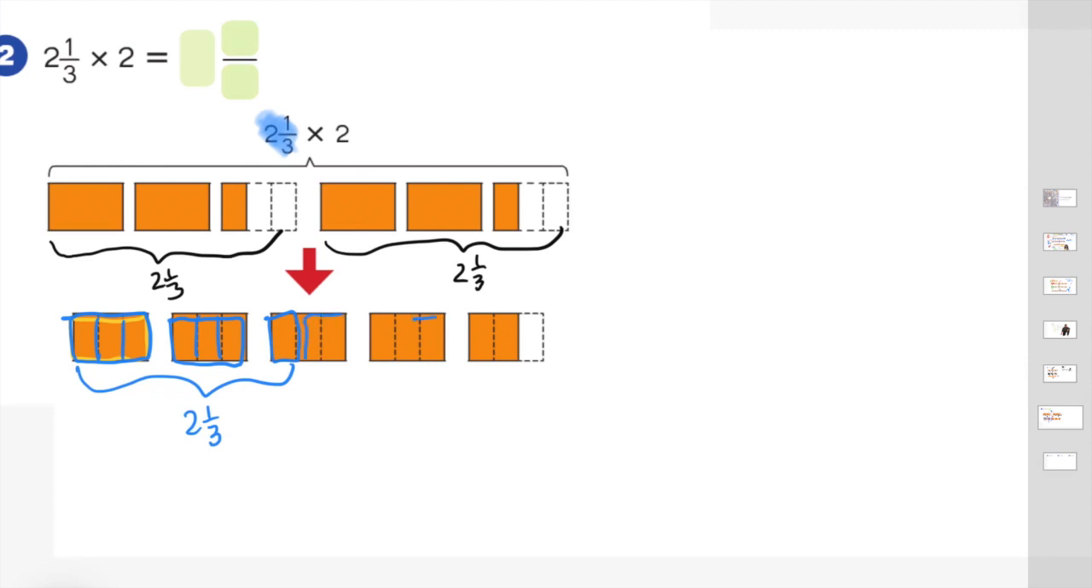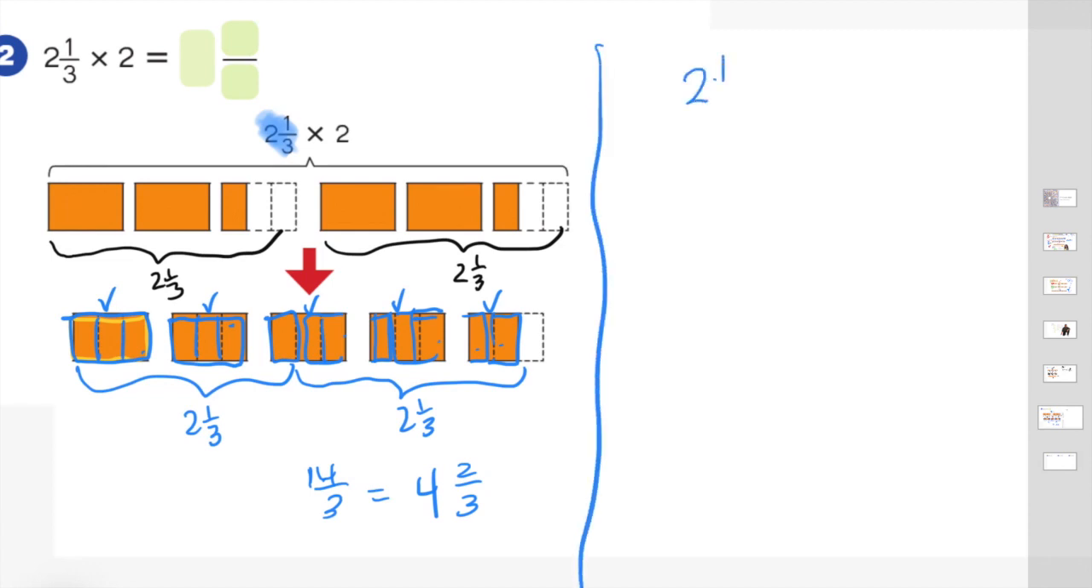Then we'd have another 3/3 and another 3/3 and another third. This is our second group of 2 1/3. And so how many thirds do we have total? Well, we had 3, 6, 9, 12, 14 thirds, which gives us, let's look at the wholes, 1, 2, 3, 4. We had four wholes and then 2 thirds.